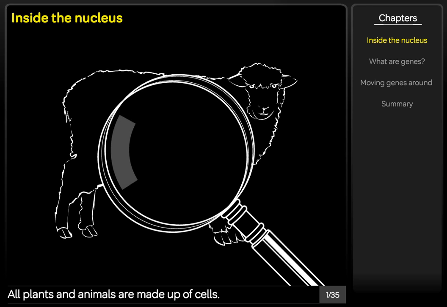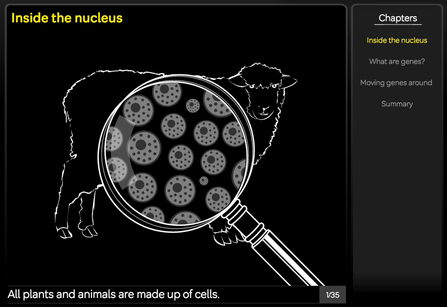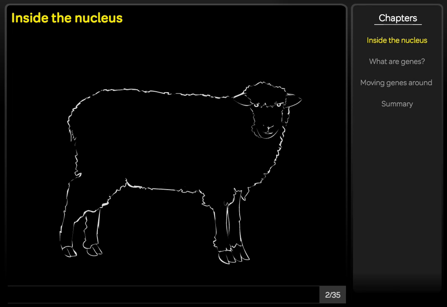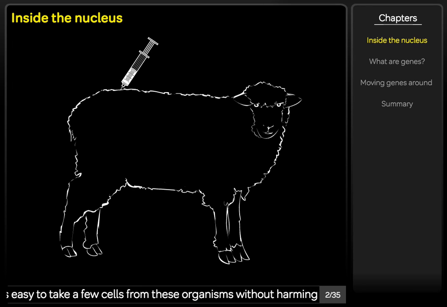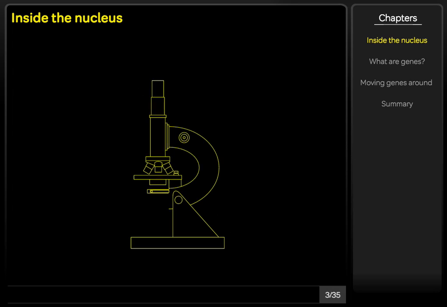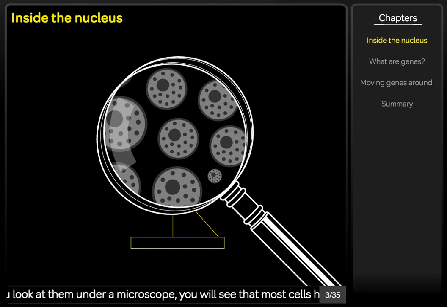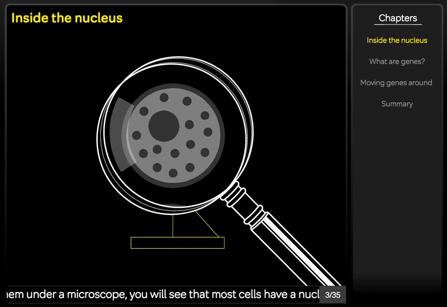All plants and animals are made up of cells. It is easy to take a few cells from these organisms without harming them. If you look at them under a microscope, you will see that most cells have a nucleus.